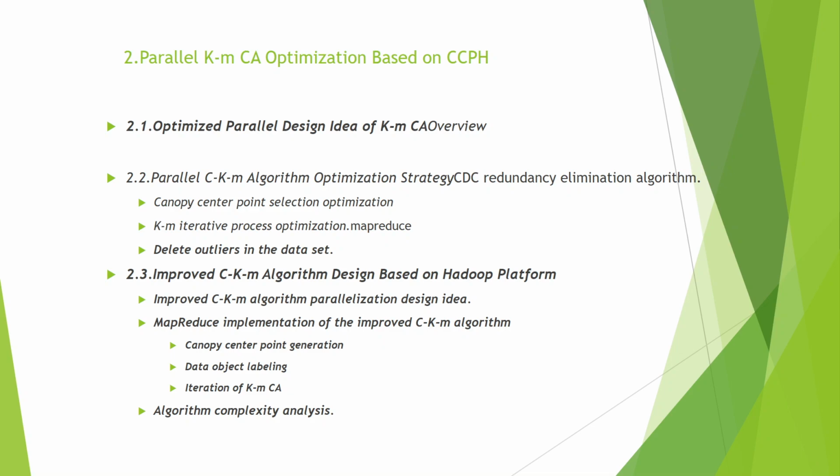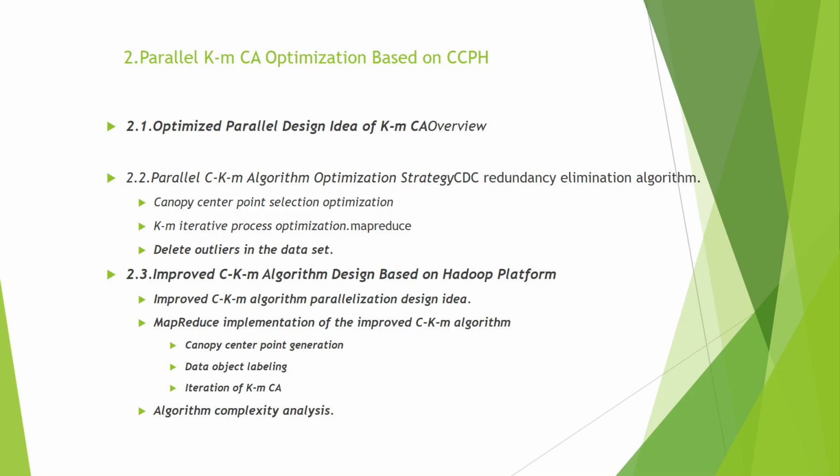MapReduce implementation of the improved CKM algorithm. Canopy center point generation. The Canopy mapper class inherits the Mapper class. Here you need to override the map and cleanup methods of the parent class. The role of the map function is to convert the input string into a data object and store it in the data collection list. The cleanup function is the core of this class.